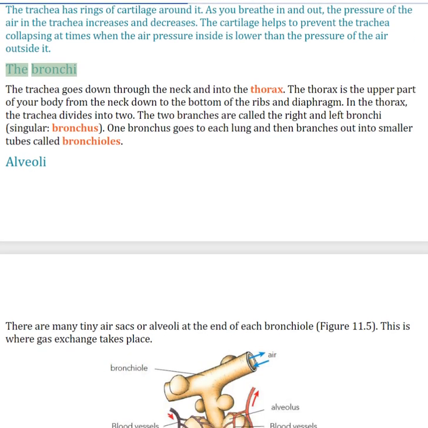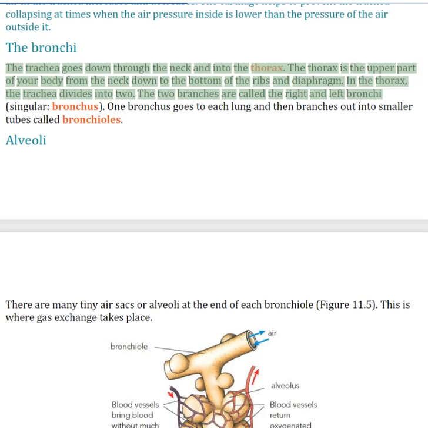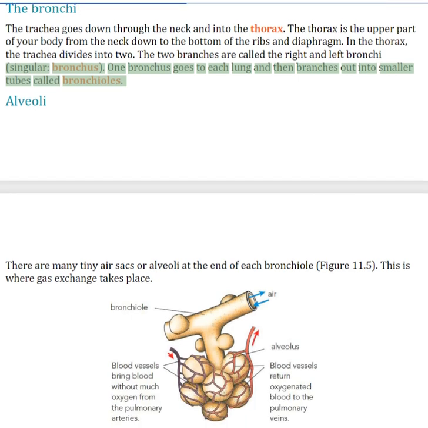The bronchi. The trachea goes down through the neck and into the thorax. The thorax is the upper part of your body from the neck down to the bottom of the ribs and diaphragm. In the thorax, the trachea divides into two. The two branches are called the right and left bronchi. One bronchus goes to each lung, and then branches out into smaller tubes called bronchioles.